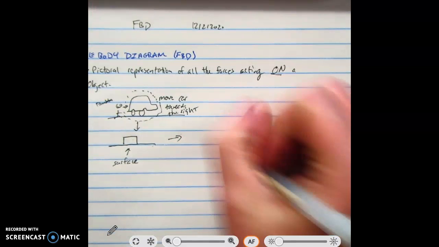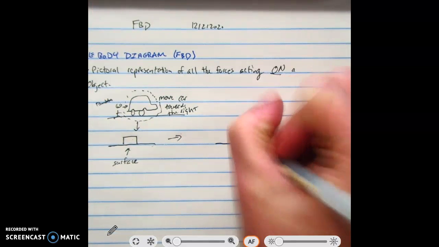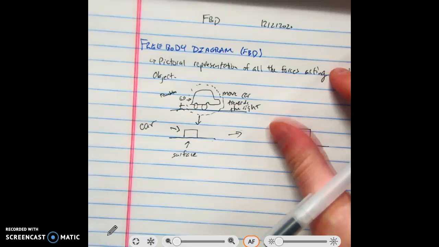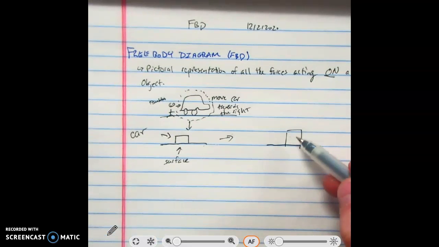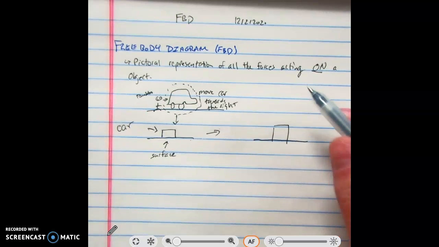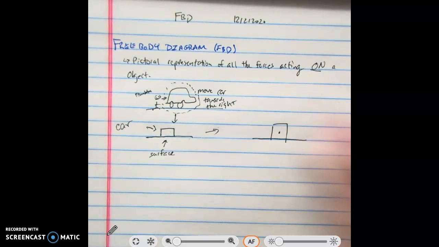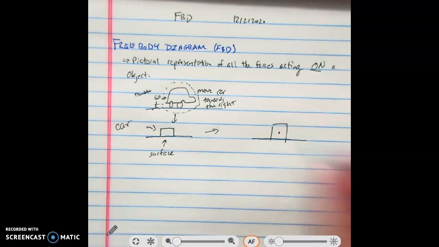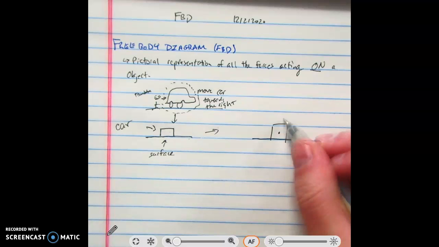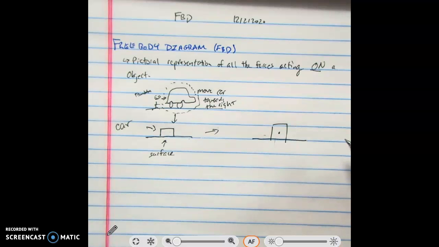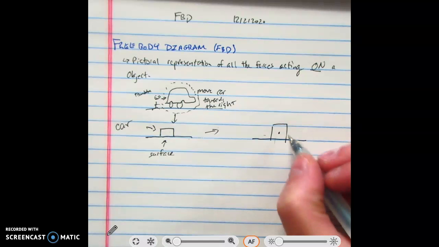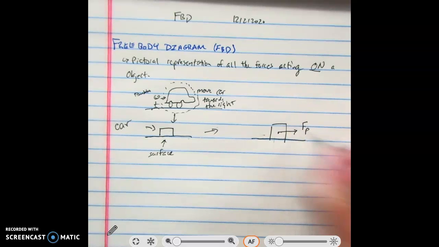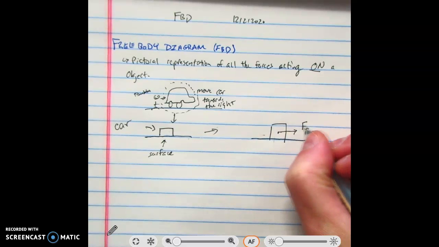Now I'm going to draw this again in a little more space, over here. So here's once again my surface, and here's my car. So the forces acting on this car. First and foremost, how we do this is we always start with a little dot. This little dot represents where all of our forces propagate from. So we always draw a dot in the center, and we draw our forces radiating out from our dot. Bubba is applying a force towards the right, so we say FP for force push.